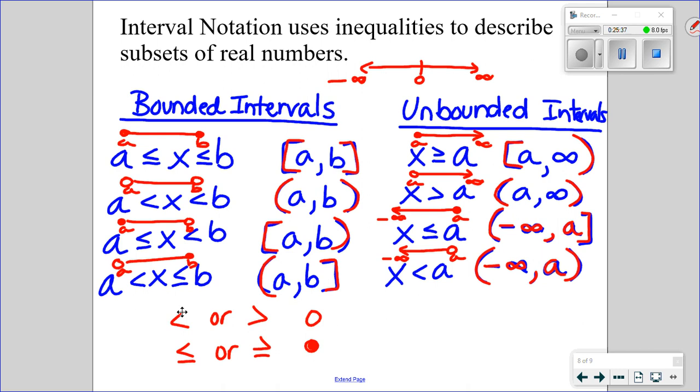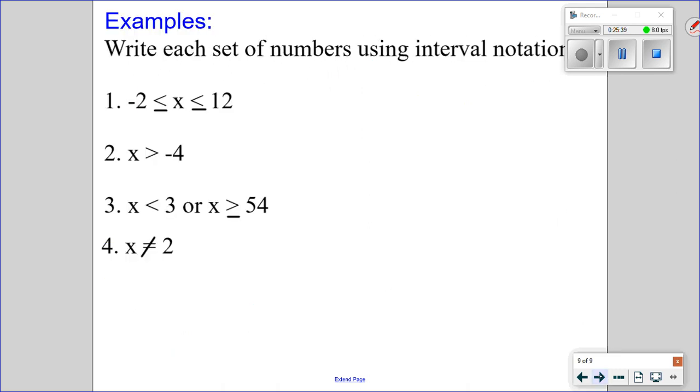So let me show you some examples. And I think you'll see this is pretty easy. We want to write each set of numbers using interval notation. So number one, given the inequality, -2 is less than or equal to x, and x is less than or equal to 12, in interval notation, this is how easy it is. Bracket -2, comma 12, bracket. I'm using brackets because the inequalities were less than or equal to.